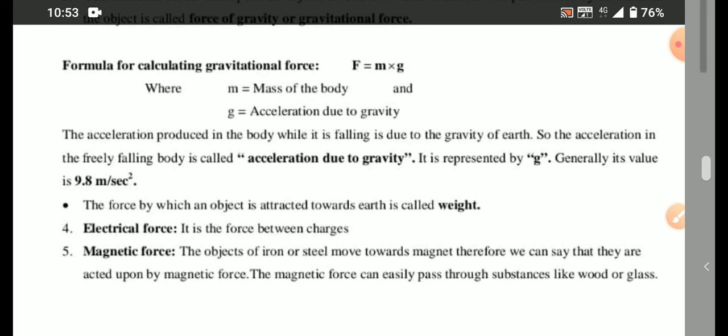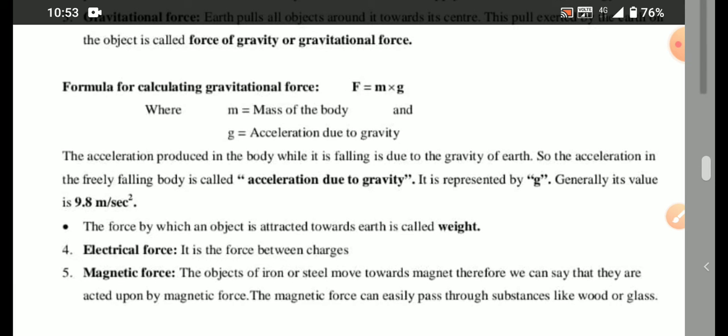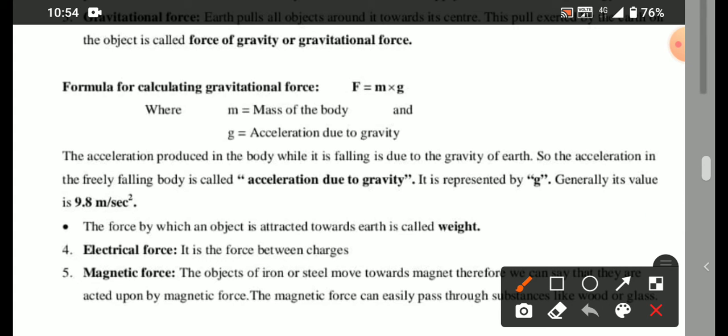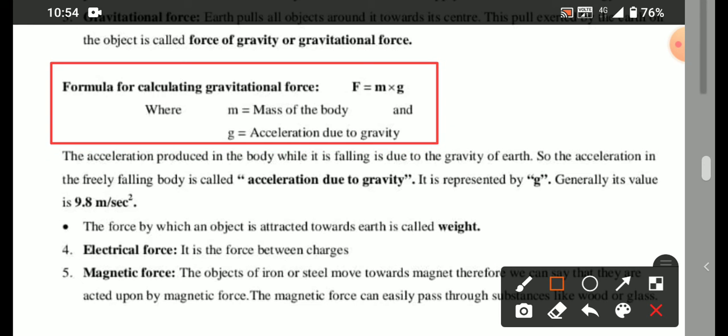Formula for calculating gravitational force. For solving some sums, formulas are used. So the formula is F equals m into g. F, nothing but force, is equal to m, nothing but mass, into g, nothing but acceleration due to gravity.